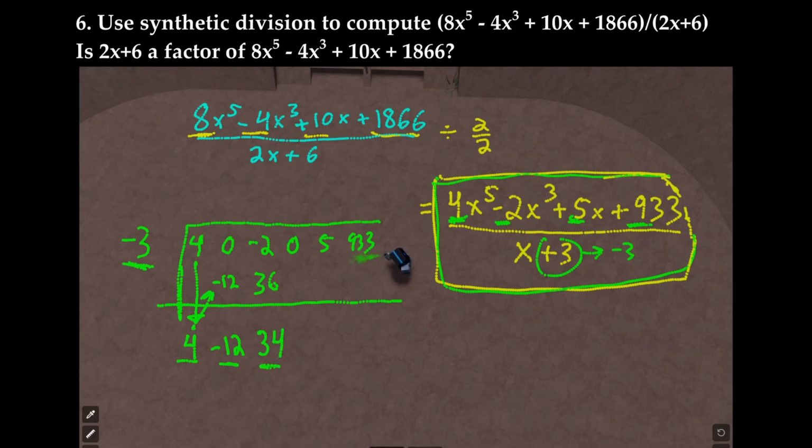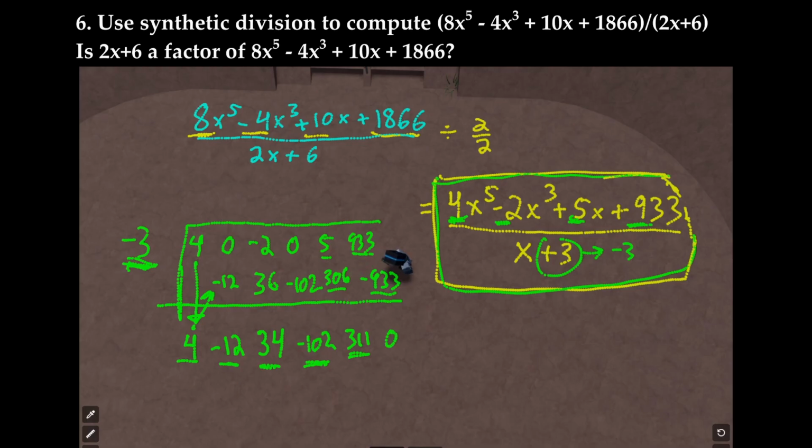Now do 34 times minus 3. You will end up with negative 102. Now do 0 plus negative 102. That ends up being negative 102. Now do minus 3 times negative 102. That's positive 306. Now do 306 plus 5, that's 311. And then do minus 3 times 311, that's equal to negative 933. And then plus 933 minus 933 will get you 0 as the remainder.